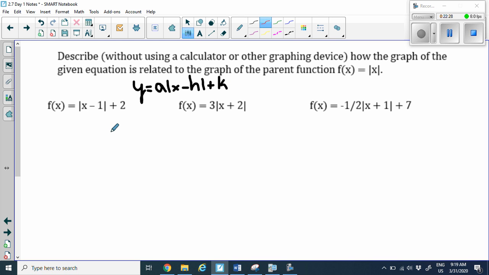Okay, let's look at the first one. So we have f of x equals absolute value of x minus 1 plus 2. Now notice there is no number in front, so I can automatically assume it's a 1. So in this case, we don't have a negative, so we do not have a reflection. This graph opens up. Our a value is 1, so we don't have a vertical stretch or shrink. But I do see that we have this h value here. So because we have -1, that means we're going to translate to the right one. So remember, really your h is the opposite of what you see.